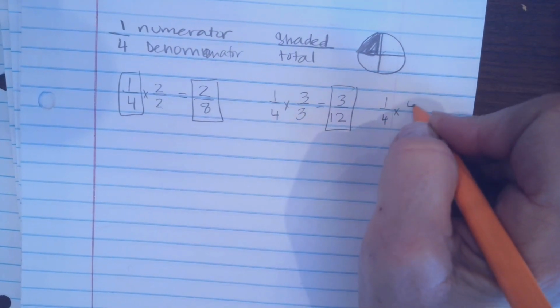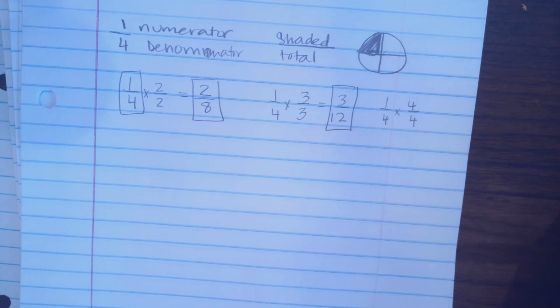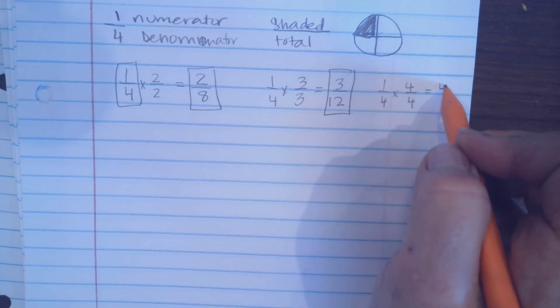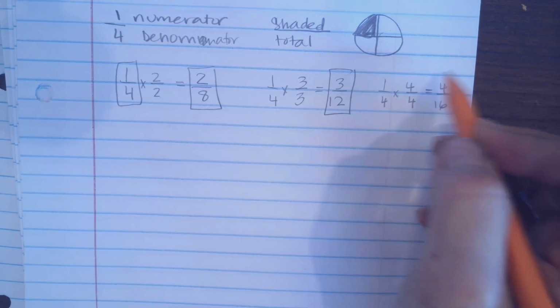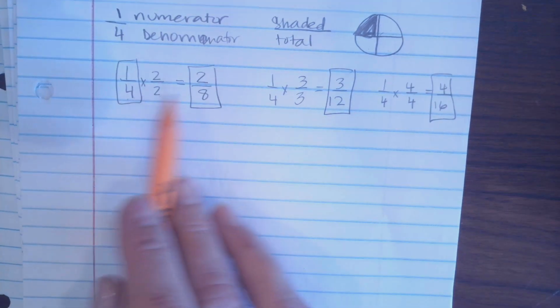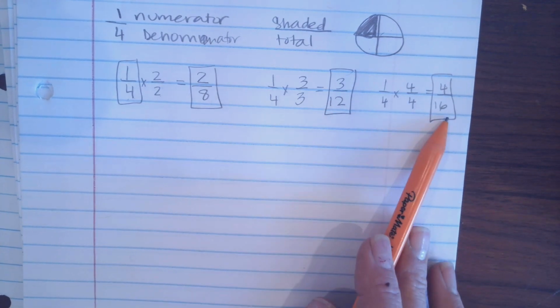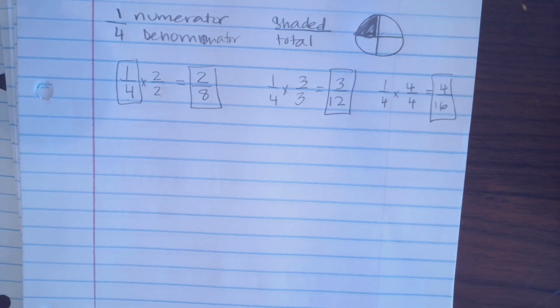And then I'm just going to do times 4. Anything you do to the numerator, you do to the denominator. 1 times 4 is 4. 4 times 4 is 16. So these are all equivalent fractions: 1/4, 2/8, 3/12, and 4/16.